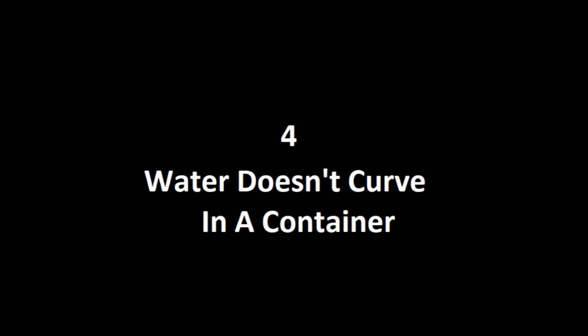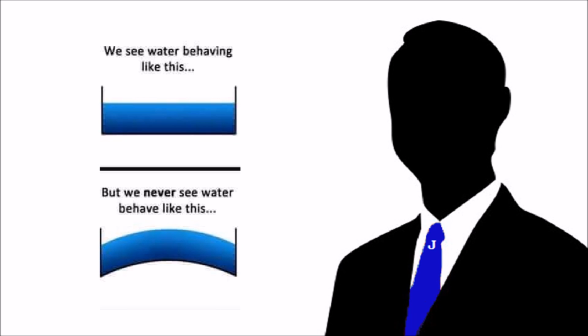Number 4. Water doesn't curve in a container. This argument is based on the simple observation that water will always make itself level with the ground when placed in a container. Observing this fact, proponents of the flat Earth will often assert that this is a valid way of determining curvature of the Earth, since the water should curve to fit the shape of the Earth due to gravity. A response to this is simple.